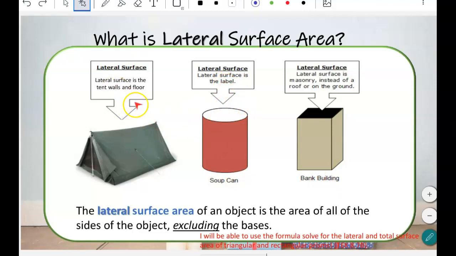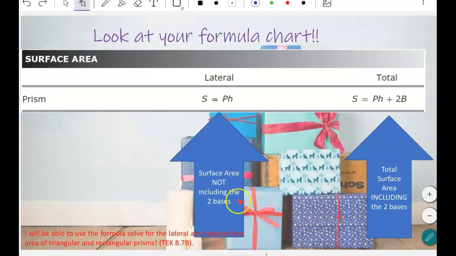So if you have the triangular prism, the lateral surface is just the tent walls and floor. It's not the door or the back of the tent. And if you had a soup can, it would be like the label on the can. It doesn't include the top or the bottom. Again, we're focusing on rectangular prisms. It's going to be the sides only. It excludes the bases.